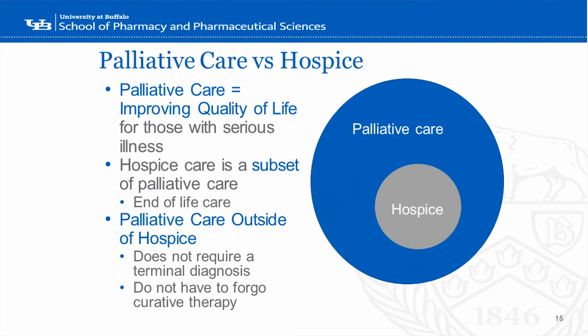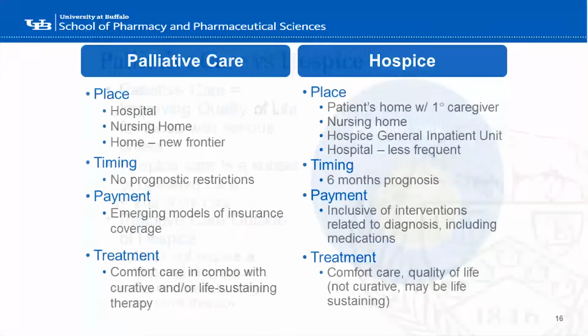So a little more to contrast palliative care versus hospice care. Again, palliative care is focused on quality of life for those with serious illness, and hospice is basically a subset of palliative care where it focuses truly on those last few weeks to months of life. One thing to note is that palliative care outside of hospice does not require a terminal diagnosis, nor do patients have to forego curative therapy at that point.